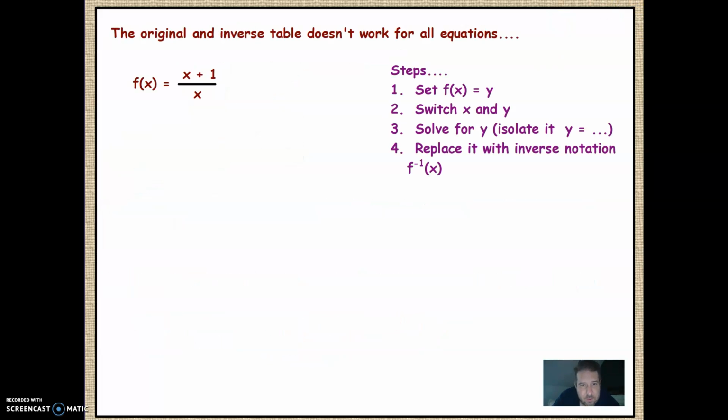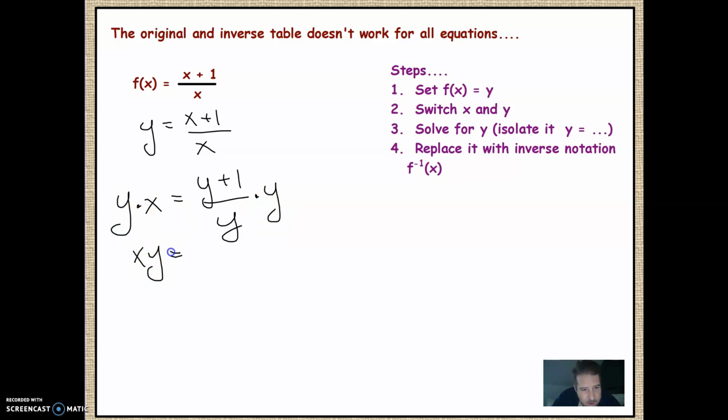All right, so the original inverse table doesn't work for all equations. The inverse table is not going to always work, especially when you have equations like this when you have x over x. So what you'll do in these special cases is you're going to set f of x equal to y, so make it y equals x plus 1 over x. Then I'm going to switch the x's and the y's. So I'm going to put x in the y spots and y in the x spots. Okay, next thing I want to do is I want to solve for y. So I'm going to move this y by multiplying both sides by y.